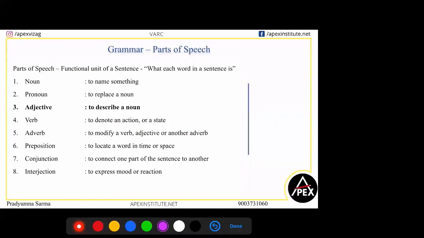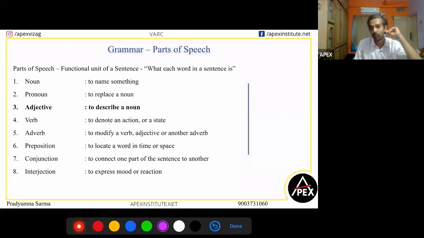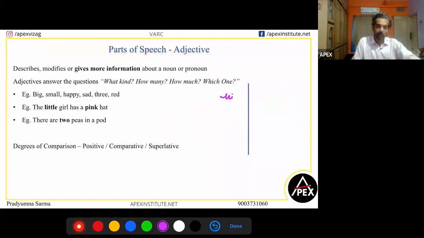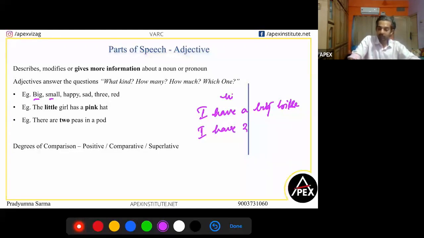Let's look at the third type of parts of speech that we are looking at. It is the adjective. Now, what are adjectives? Adjectives basically describe a noun. When I say describing a noun, it means telling anything about that noun. For example, we can see big, small. Let's take one example with this. I have a big bike. I have 3 potatoes.